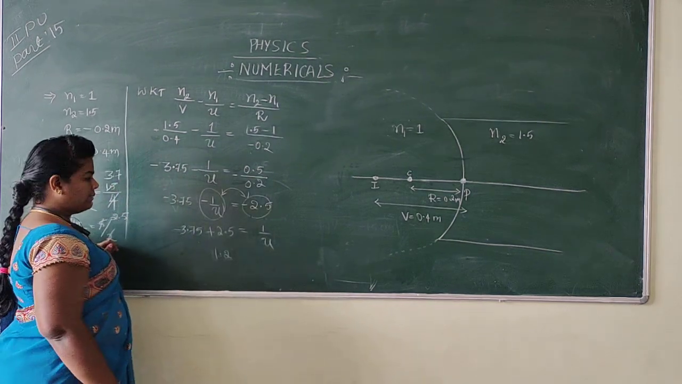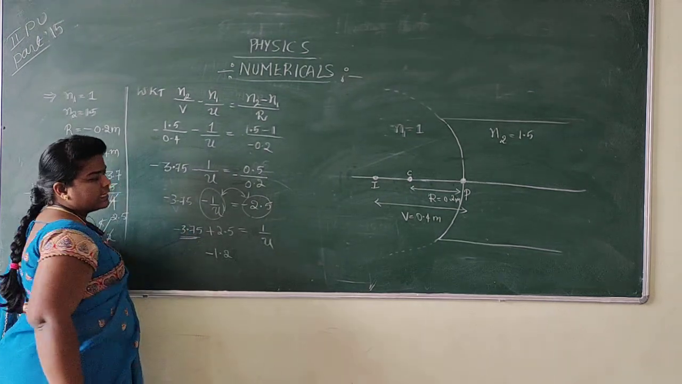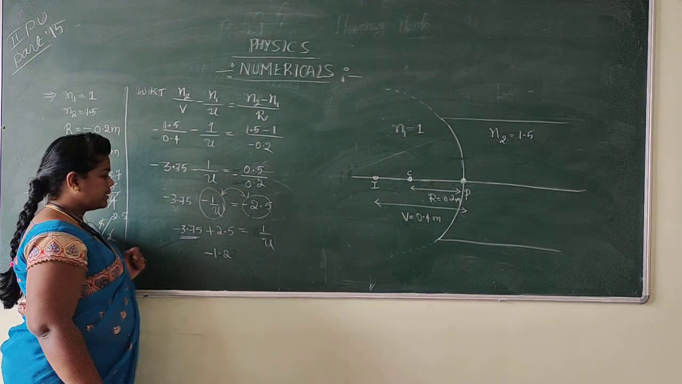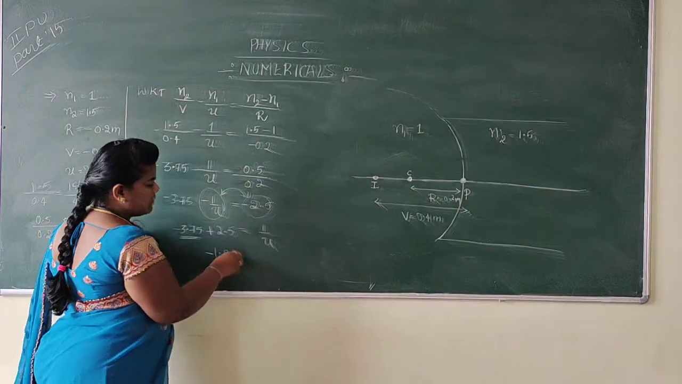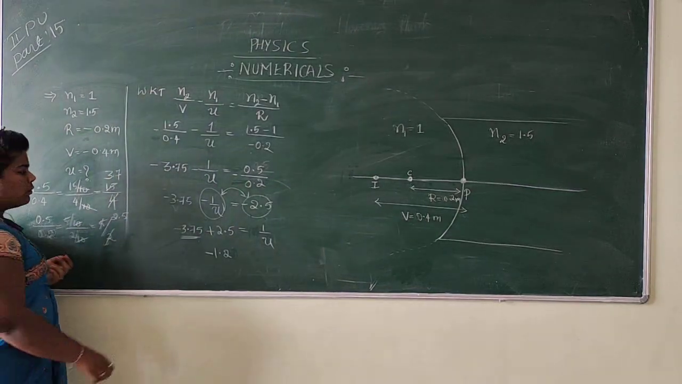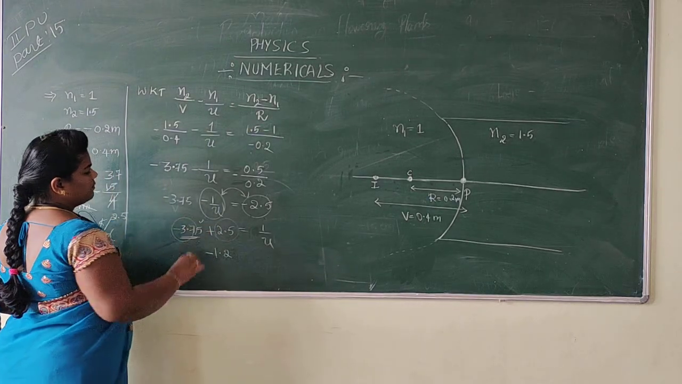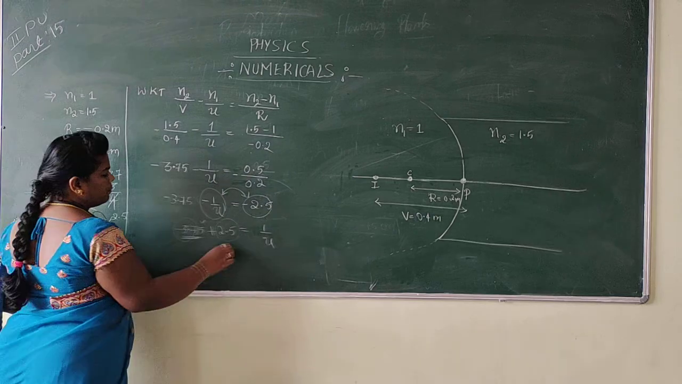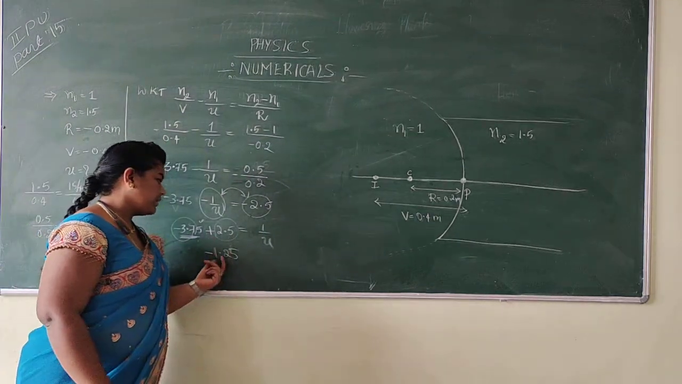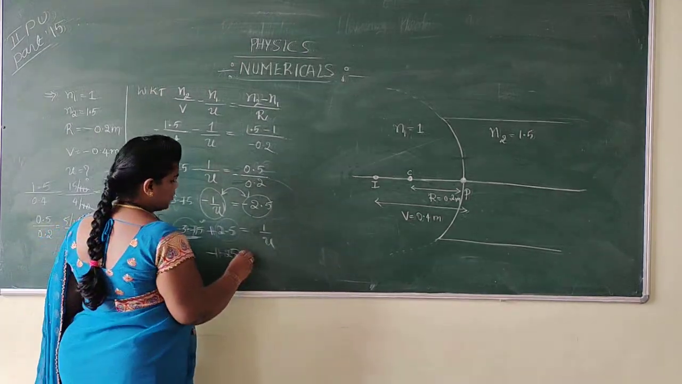We get 1.2. Here which is the bigger value? This is the bigger value, and it has the minus sign. So put it as minus 1.2. Otherwise, we need to increase the decimal points, because I just considered the first decimal point and neglected the next one. Don't neglect that. So take another decimal point which comes as 5. 3.75 minus 2.5 is 1.25, and the minus 1.25 is equal to 1 by u.